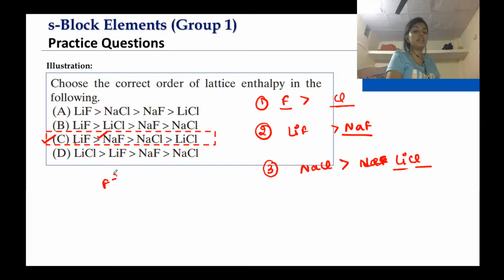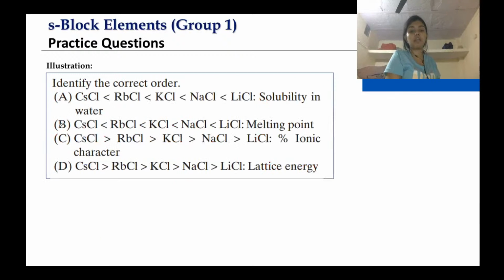For fluorides it decreases down the group, and for chloride, bromide and iodide it increases down the group. So the answer is C. Now this you should be able to do. Identify the correct order.